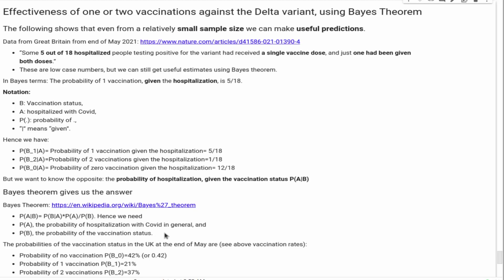And since we only want to know how much more does 1 or 2 doses compared to no doses of the vaccine help, we can set them in relation. And if we set them in relation, then what we find is that the P of A cancels out. So all we need to know is the probability of the vaccination status. And this is actually what we saw in the previous plot, in the previous bar plot. We saw the probability of vaccination in Great Britain for 1 dose and 2 doses. And it also has the data for end of May. So we can just look at this website, at the data for May, and plug it in here.